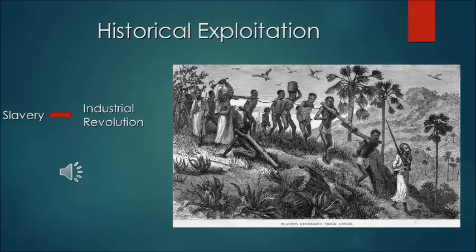Part of the historical exploitation is slavery. Slavery benefited both the slave traders and plantation owners with high profits in the 18th century. This capital was then used to invest in wealthier nations' industrial revolution and consequently helped to grow the industrial development.